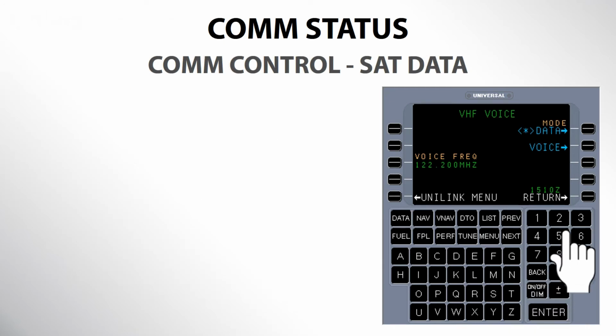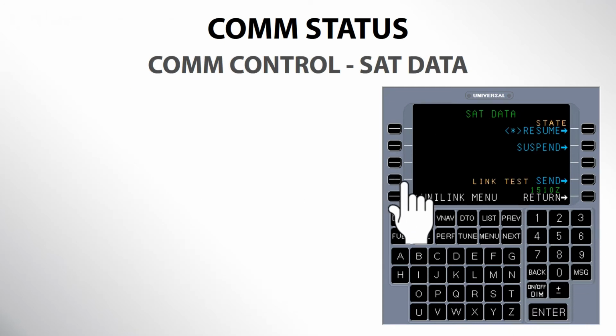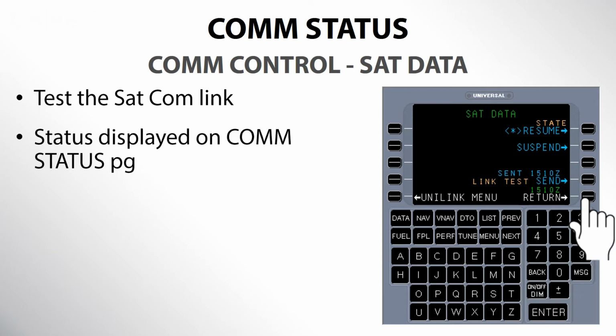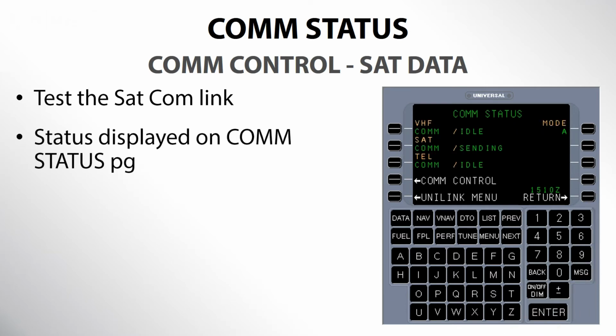This feature provides the operator the ability to test the SATCOM link by sending a downlink over the SATCOM system and then display the link test status. Run the test by selecting Link Test Send. While the test is running, the state of the SATCOM link test is displayed on the line above. Once the test is complete, the SATCOM status is displayed on the Comm Status page. The displayed status is described in the Comm Status section of the operator's manual.